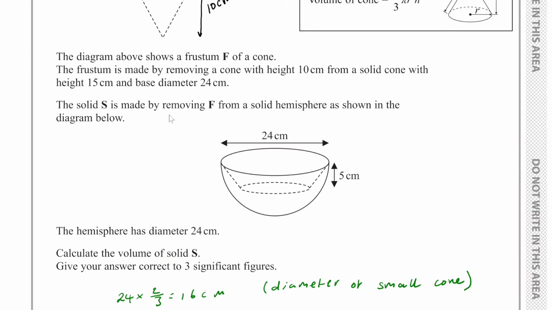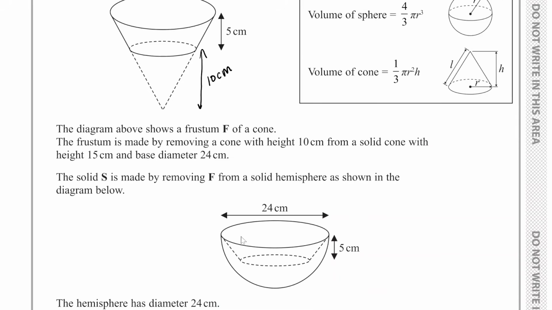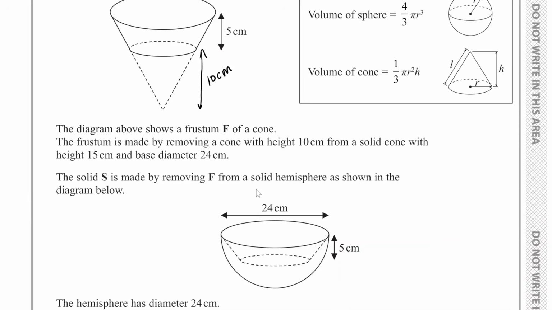The solid S is made from removing F from a solid hemisphere, so half a sphere. So that's the bit that's left has been removed from a sphere as shown in the diagram. The hemisphere also has a diameter of 24. Calculate the volume of S. So we've got to calculate the volume of the hemisphere. So that'd be half a sphere will be 2/3 pi r cubed.